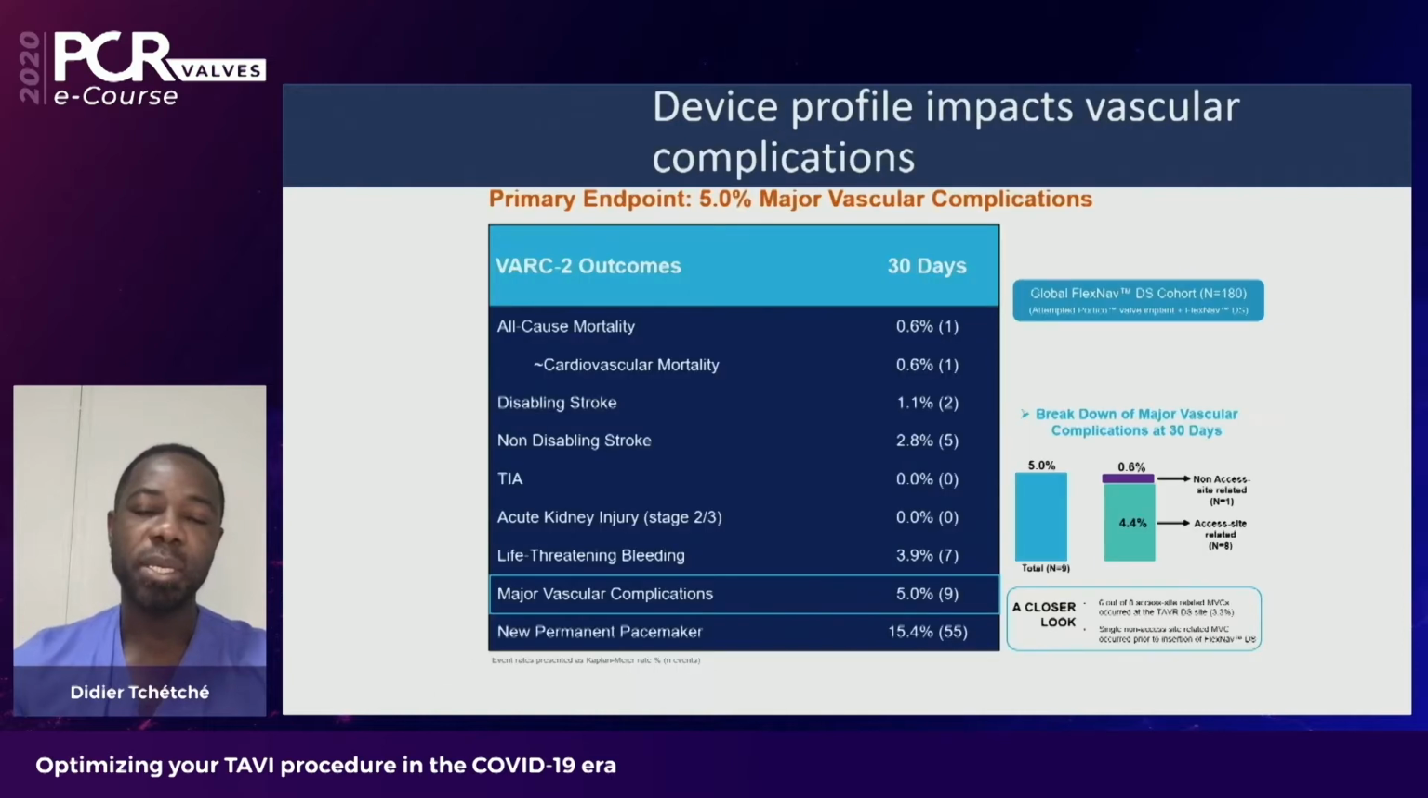And this has been translated within this global FlexNav registry with 180 patients. And you can see that the major vascular complication rate was way below 10%, 5% in this cohort of patients. So really the FlexNav seems to have a positive impact on the vascular complication rate.